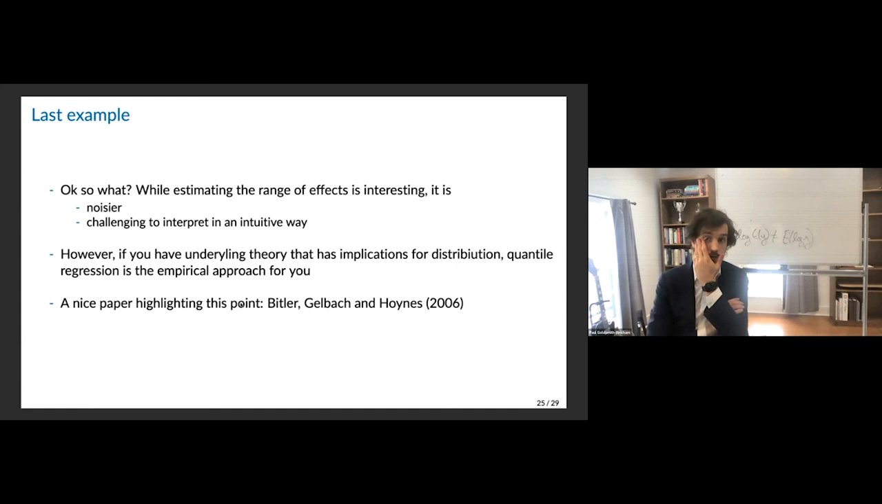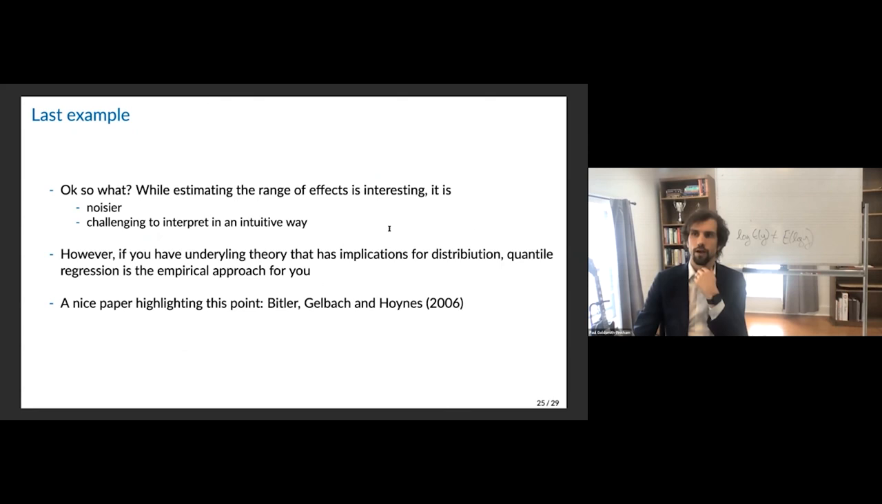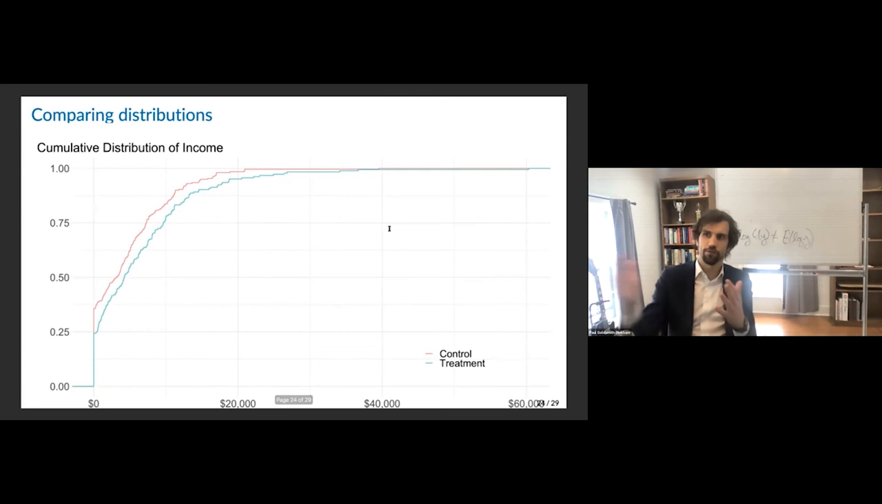The OLS estimate is much more efficient, in the sense that we get a point estimate that's highly significant. And for these ones, you have to find the right quantile to find something that looks significant. That's one thing, it's noisier, in part because you have to do this bootstrapping or kernel estimation. It's challenging to interpret in an intuitive way. And then third, I didn't list it here, but is this really that interesting? It kind of just shifts everyone by X hundreds of dollars.